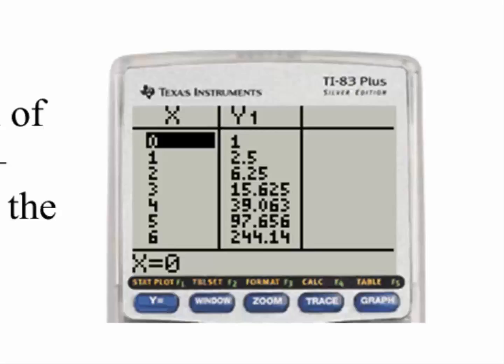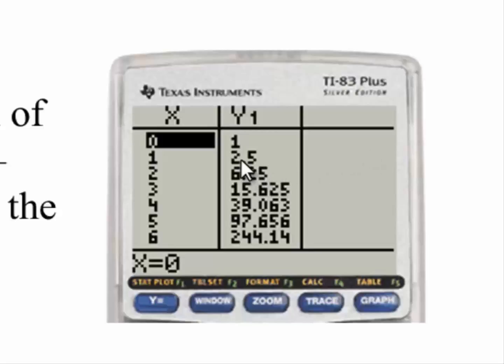In order for this to be exponential, as x increases by 1, these values have to be multiplied by the same constant value, b, the base. So what number do we multiply by 1 to get 2.5? Well, that answer is 2.5.